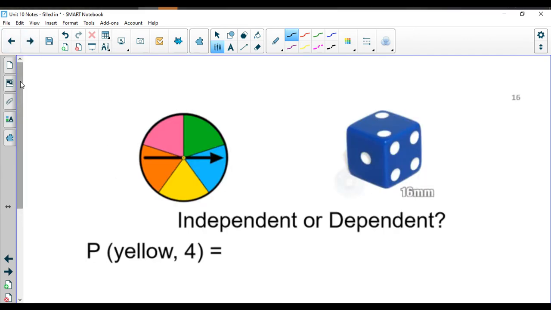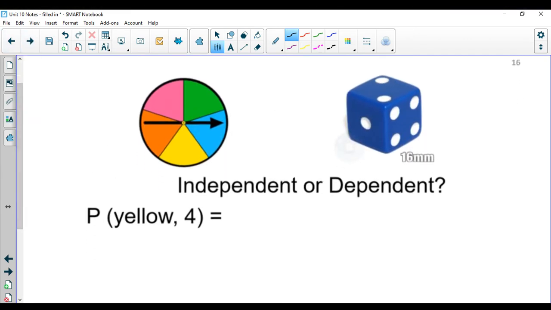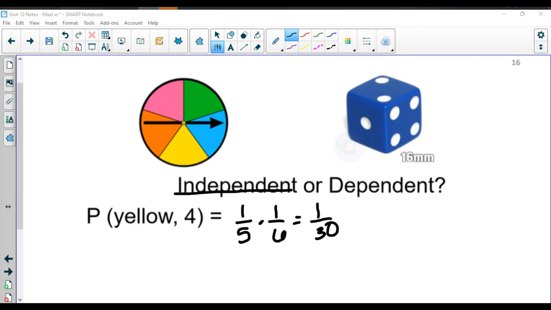So real quickly, spinning a spinner and rolling a number cube here, or a dice, these are going to be independent events because the spinner has nothing to do with the dice. Probability that we get a yellow, and then we also roll a 4. So out of this spinner, our yellow is 1 out of 5. And on our dice here, our 4 is 1 out of 6. So we go ahead and multiply, and we get 1 out of 30 for this probability then.